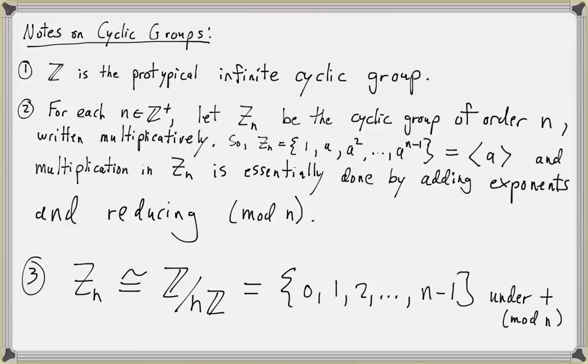So these are the prototypical finite cyclic groups. We can write them as Z sub n and write them multiplicatively, or if we choose to write it as an additive group, the integers mod n is the prototypical cyclic group of order n.